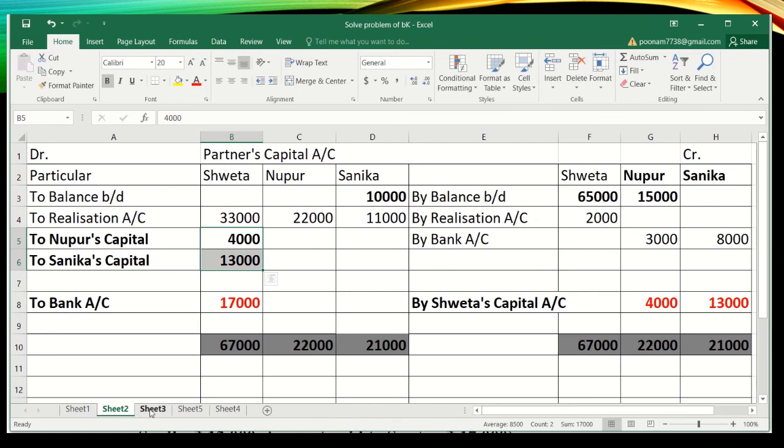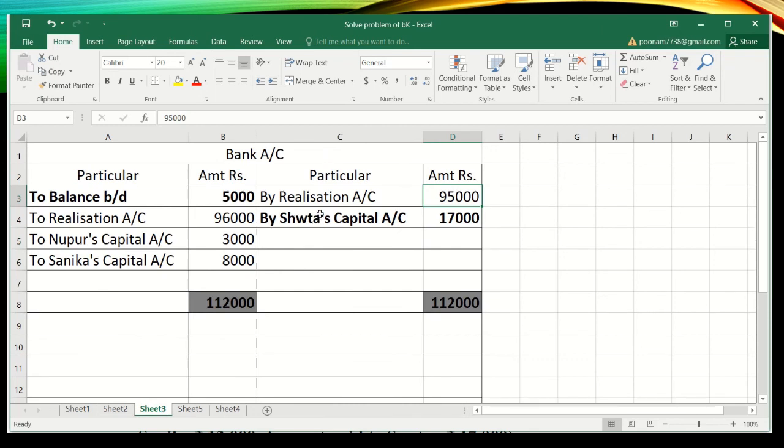So this is the difference in case of insolvency. Otherwise the pattern is the same, student. So I have transferred the balance of Shweta's capital, 17,000, and you can see that everything is recorded, and now I have to do the total. By total I get 1,12,000 debit total and also 1,12,000 credit total. My bank account is getting tallied. It means I have solved the question very correctly.